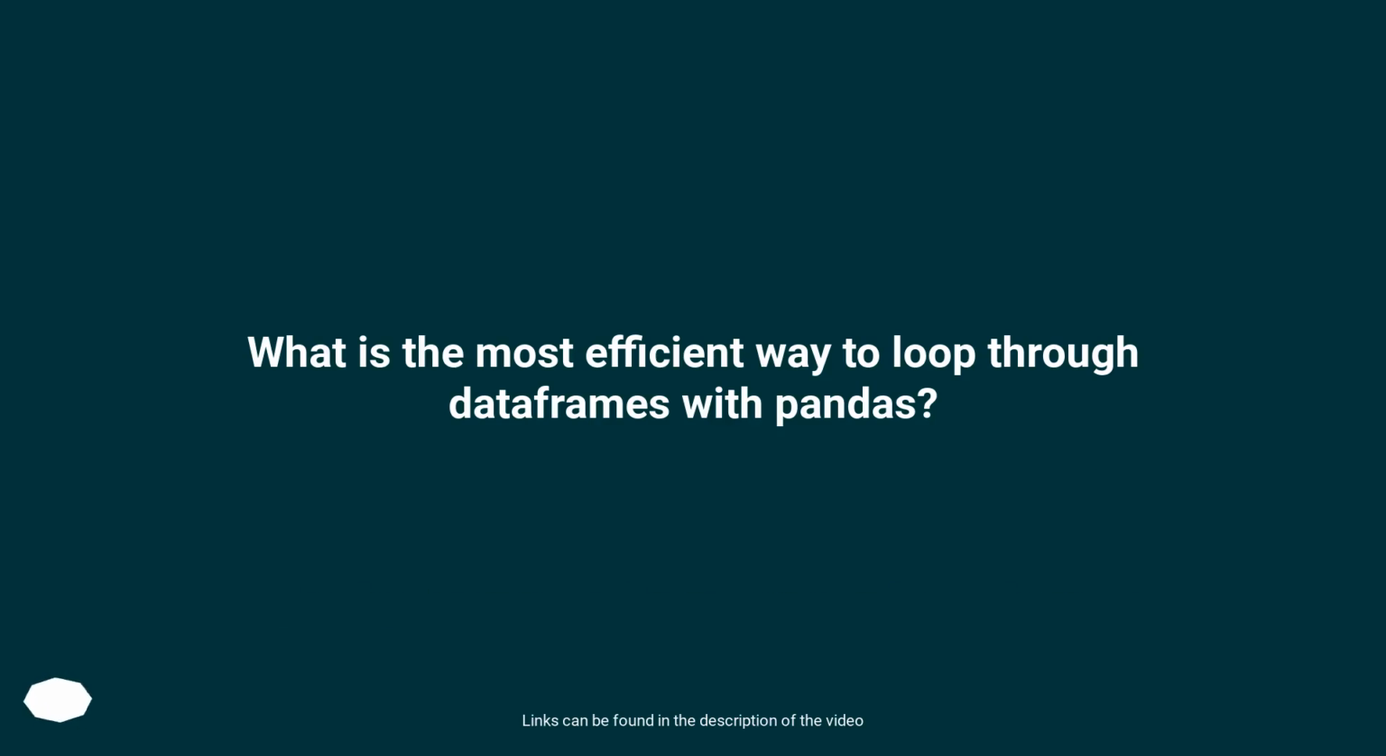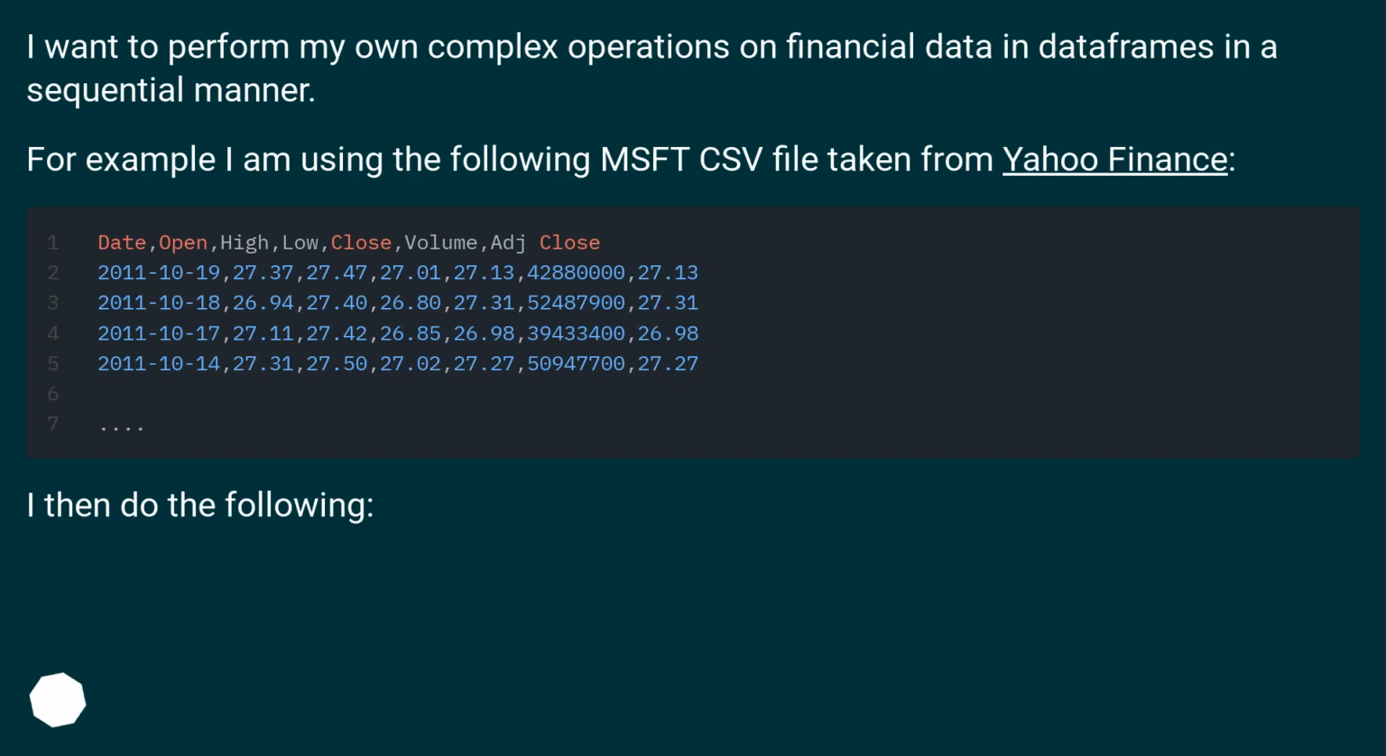What is the most efficient way to loop through data frames with pandas? I want to perform my own complex operations on financial data in data frames in a sequential manner. For example, I am using the following MSFT CSV file taken from Yahoo Finance.